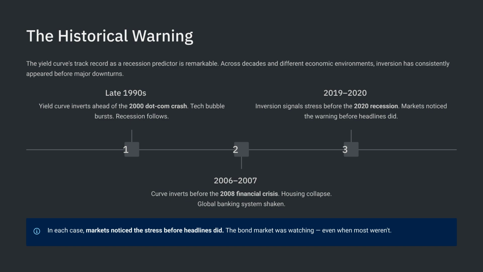This is why investors take the yield curve so seriously, because historically, its track record is terrifyingly good. In the late 1990s, the curve inverted before the dot-com crash. In 2006 and 2007, it inverted before the 2008 financial crisis. And again in 2019, inversion appeared before the 2020 recession. Now this does not mean inversion causes recessions directly every single time, but it repeatedly signals that something beneath the surface is weakening. And the frightening part is the following. The bond market usually notices the stress before headlines do.